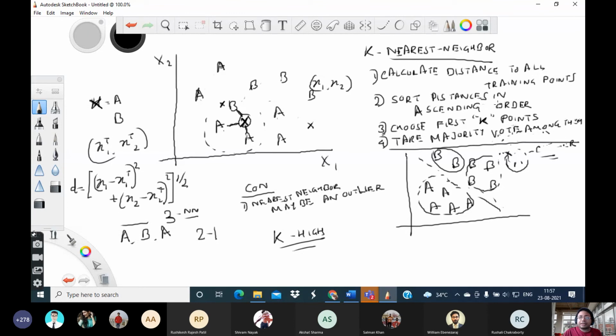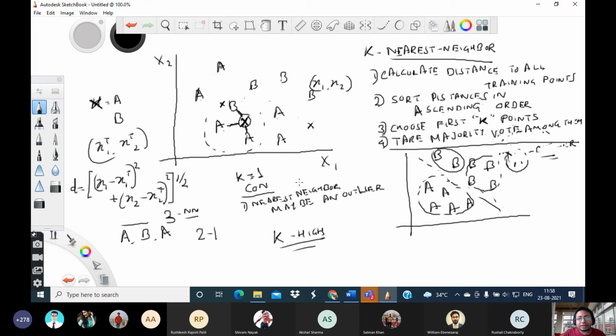Okay, so this is the k nearest neighbor algorithm. The nearest neighbor which we were considering earlier can be considered a special case of k nearest neighbor, the special case being k equal to 1. If k equals 1, the con was that the nearest neighbor may be an outlier. So we decided not to have k equal to 1, but to have some reasonable value.